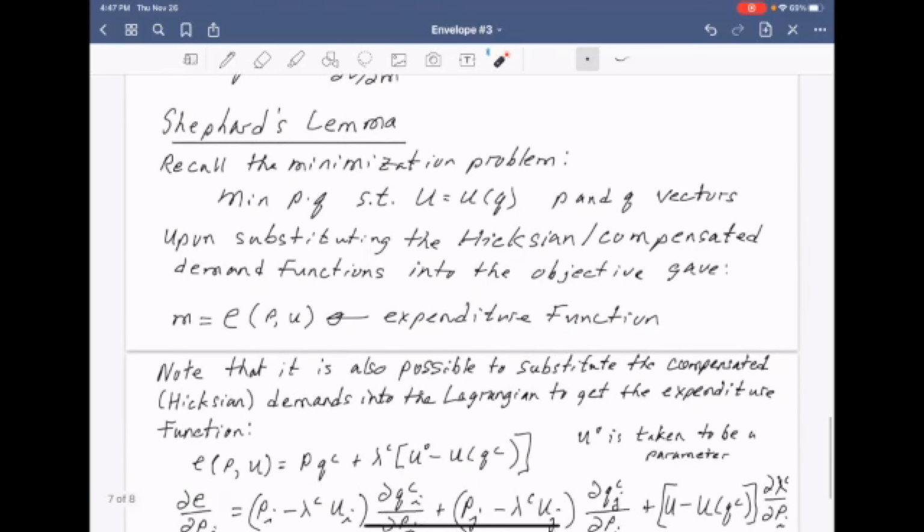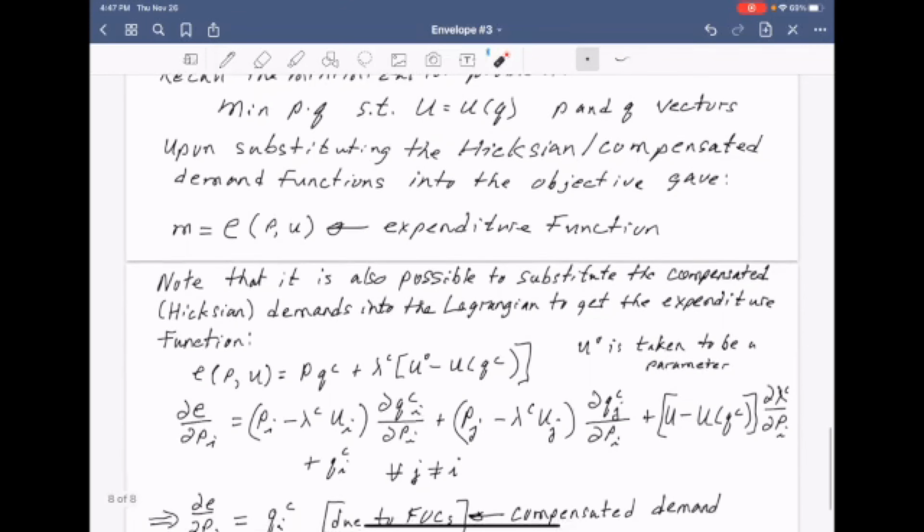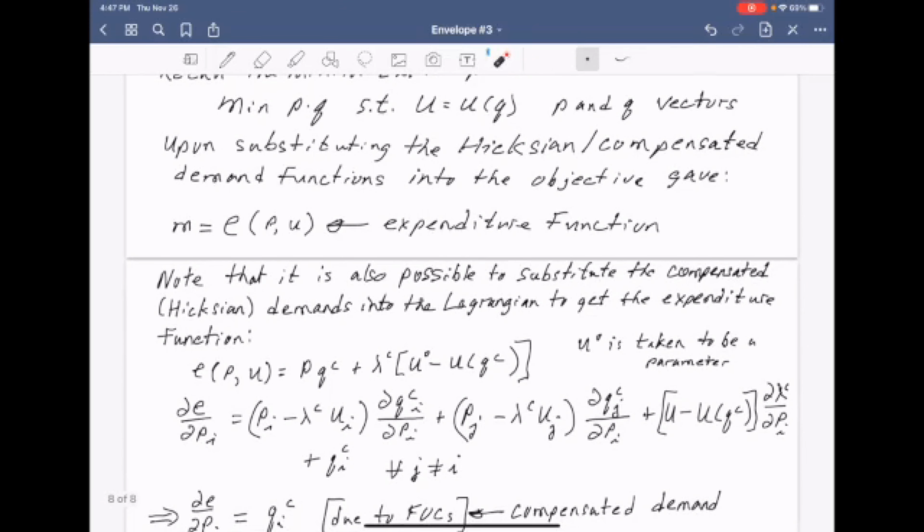But again, what we could do is substitute the compensated Hicksian demands into the Lagrangian to get the expenditure function, in which case we have an expenditure function that looks a little bit different, but it's still a function of P and U. But here it's P times QC, where the C represents the optimal Hicksian or compensated demand, and lambda C the same thing. It's related to the minimization problem.